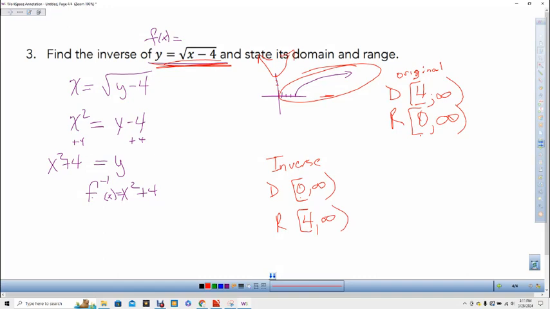Easy breezy, lemon squeezy. So the domain of one is the range of its inverse. The range of the original is the domain of its inverse.